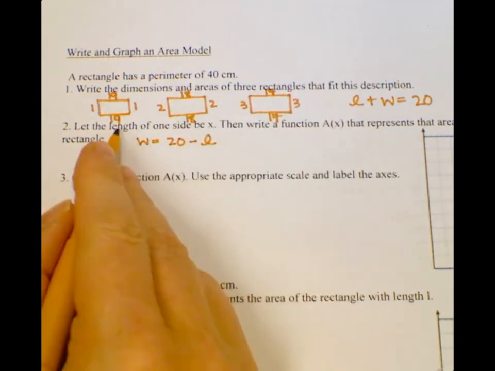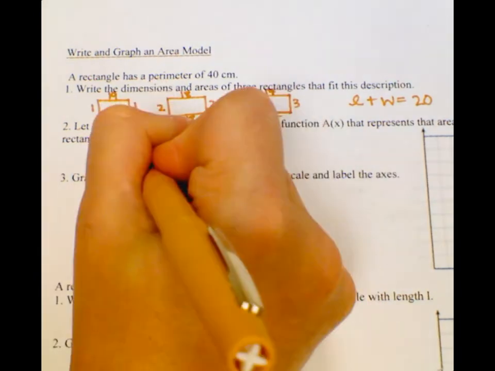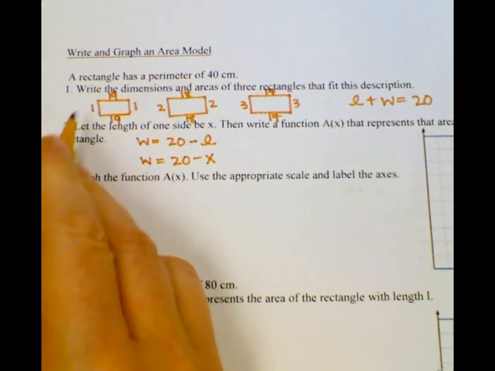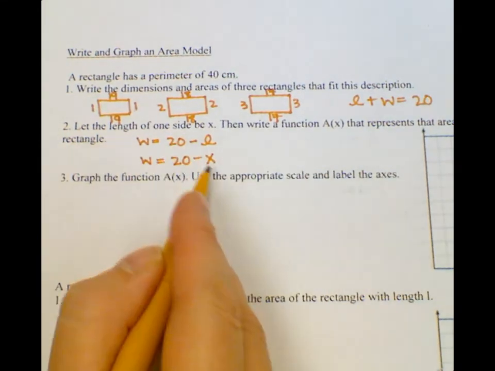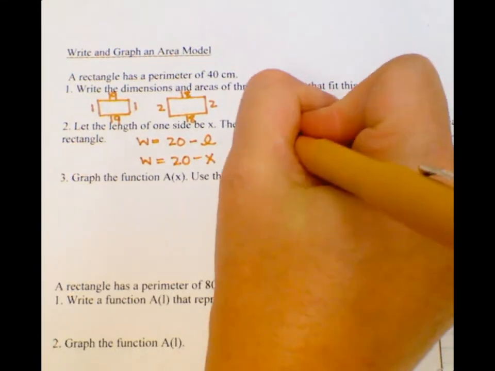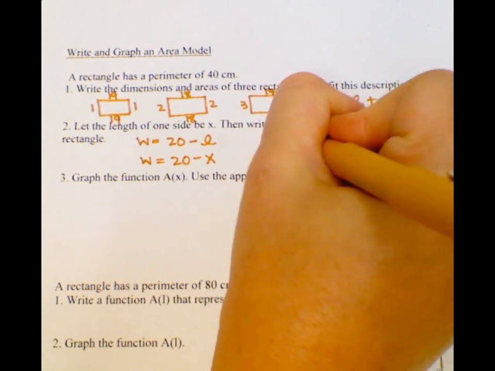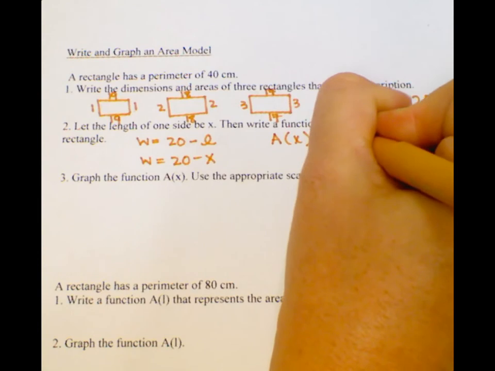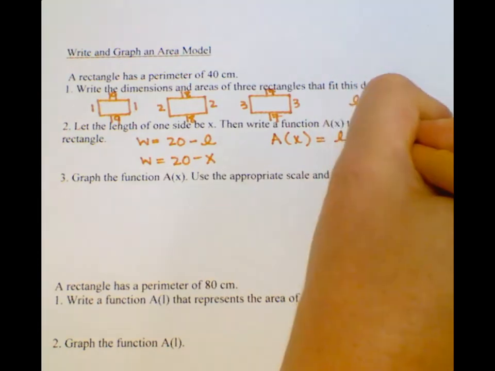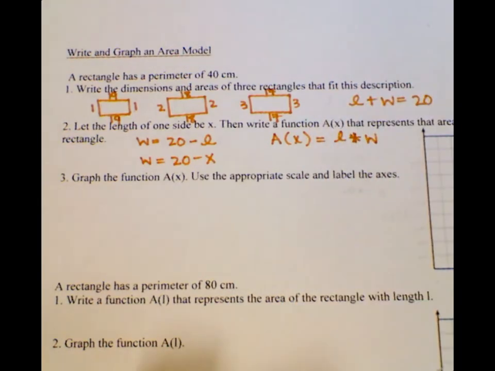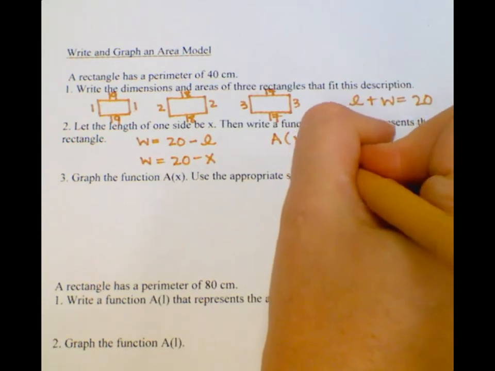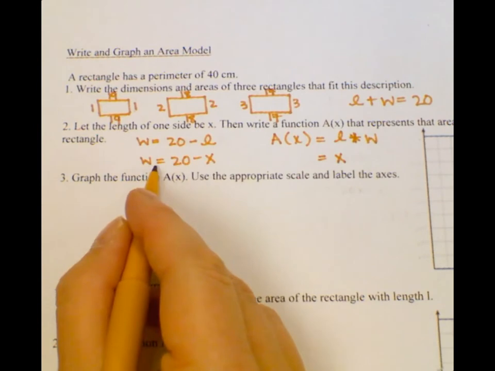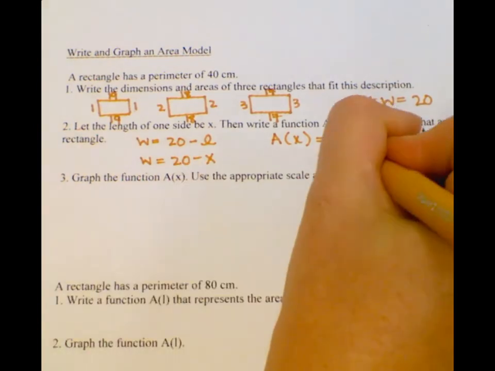Now, they want us to change the L to an X. So w is equal to 20 minus x. See, they say it right here. Let the length of one side be x. Okay, got it. Now we're going to do the area, A of x, which we know is, area is length times width. Well, the length, they asked us to write x there. Width, we know it, it's right here. w is equal to 20 minus x.